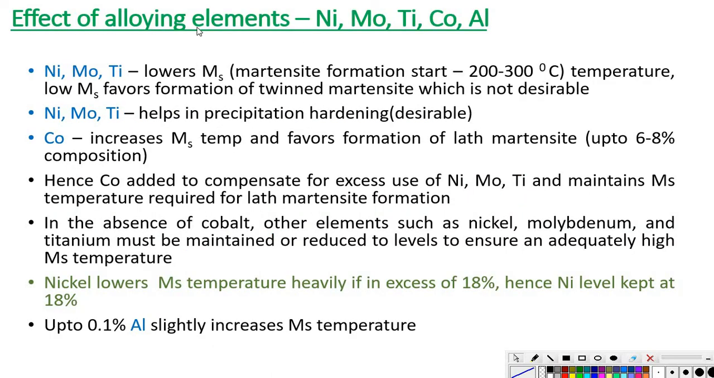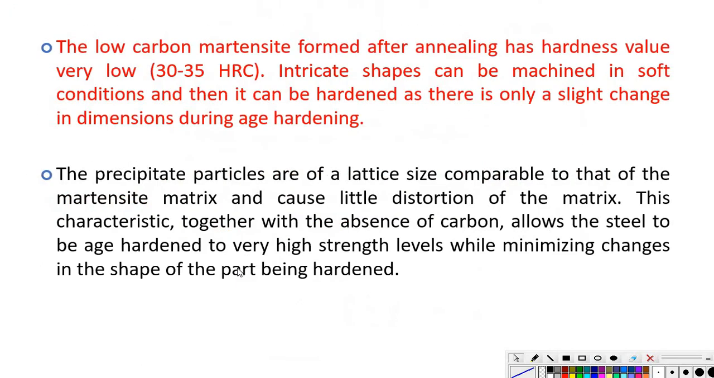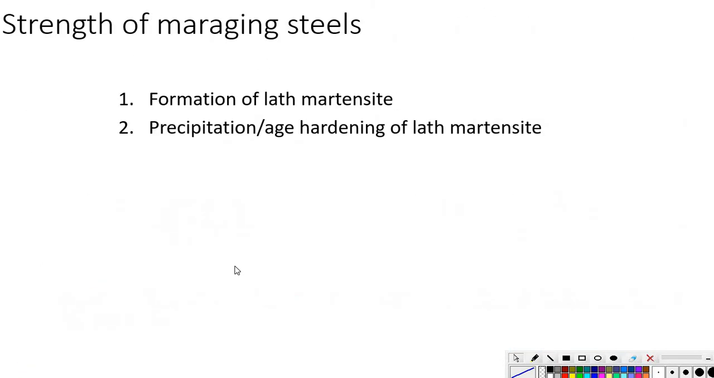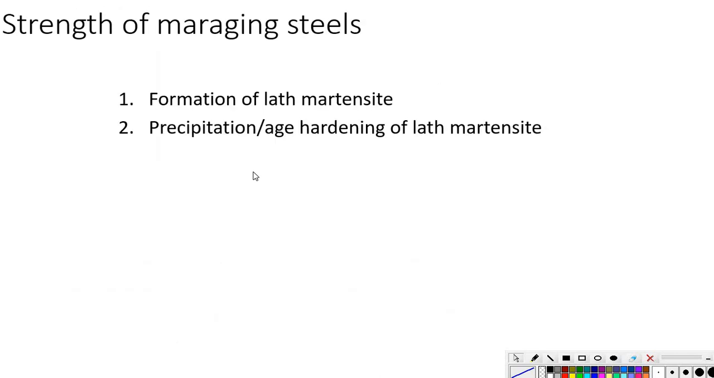And these are the effects of different alloy elements: nickel, titanium, aluminum, cobalt, molybdenum. Everything is used as an alloy element for the Maraging steel. Okay, so this is the yield strength, the tensile strength and the hardness values. We can see the increase in hardness of different grades. The grades are based on the percentage of molybdenum, titanium, etc. We can see the nickel is the same, but these percentages vary. Thereby we can make different grades of Maraging steel.